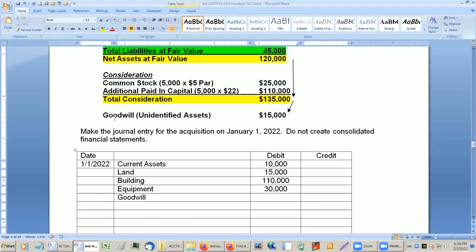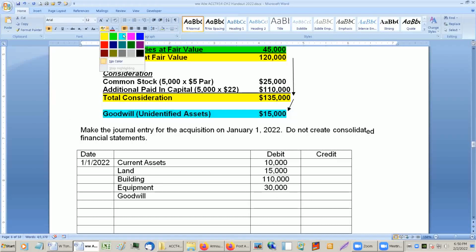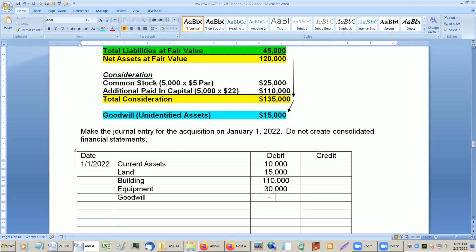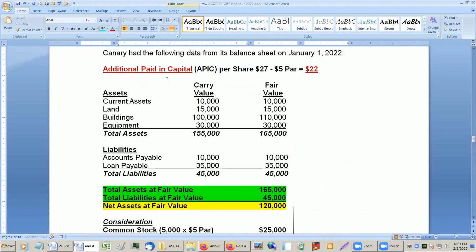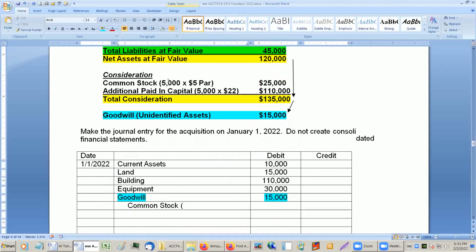And the Goodwill, $15,000. And now we gave them, and this is a very common one to have, common stock. $5,000 at $5.